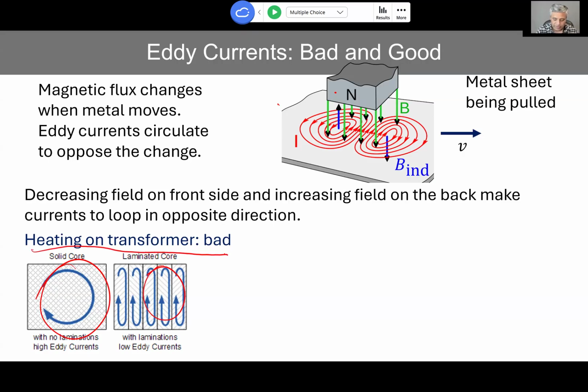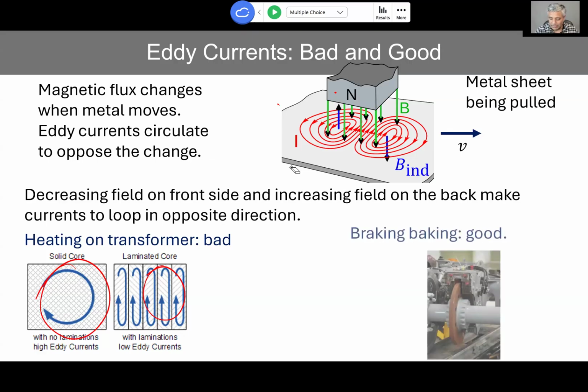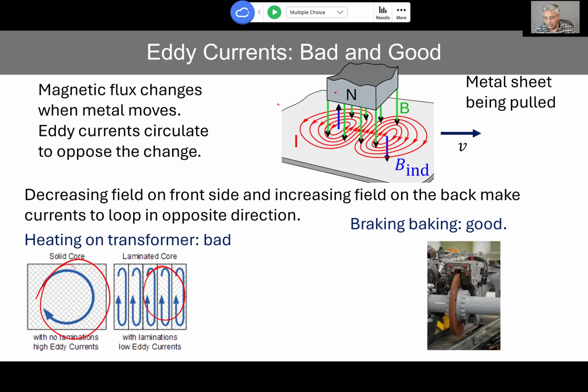So heating in a transformer is bad, just like friction is bad, right? But friction is also good. Without friction, we cannot walk, we cannot drive. Similarly, with this knowledge of how it's generating heat, and that there is going to be an opposing force, what we can do is make use of that.